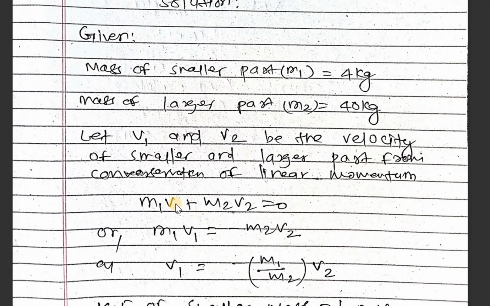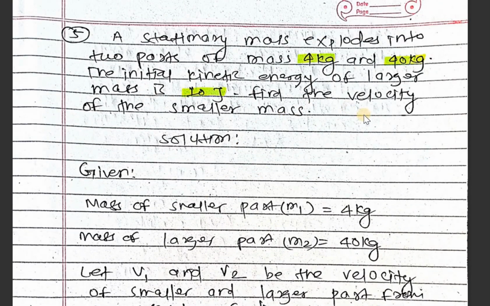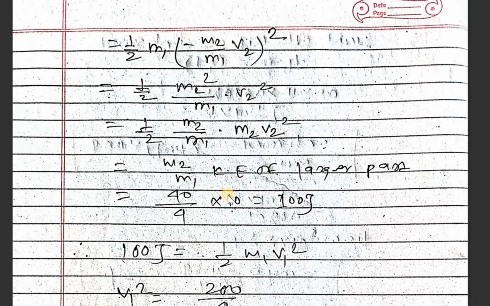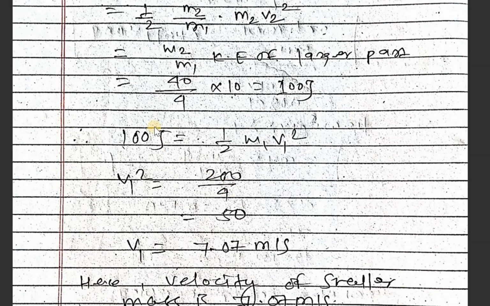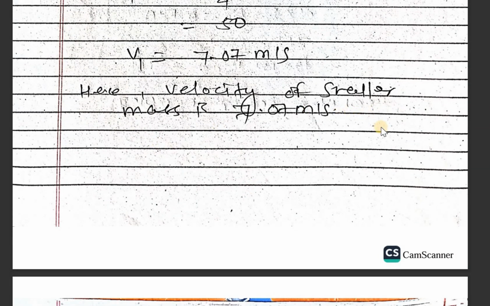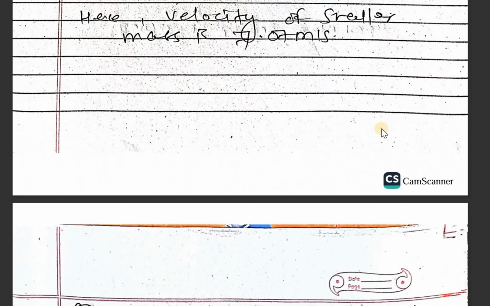And here we have to find the velocity. In the previous question, we had to find the kinetic energy, but in this question we have to find the velocity. So all the processes are similar, and in the last we can put K equal to half m1 v1 square, and we have already found the value of K. Then v1 square equal to... 7.07 meter per second.